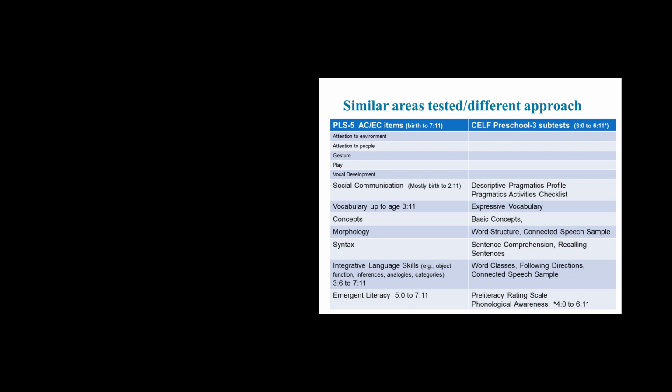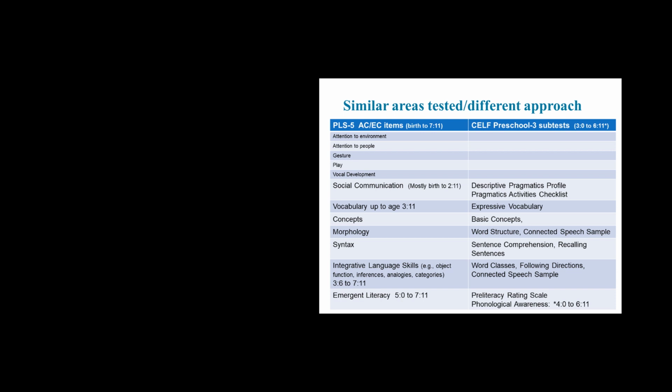Vocabulary skills on PLS go up to age 3;11. Expressive vocabulary on CELF Preschool is a much more structured task once again, and it's for ages 3 to 6;11. So again, if you've got a child functioning pretty well within that 3 to 6;11 age range, CELF Preschool-3 will give you a lot more information than PLS-5 would.